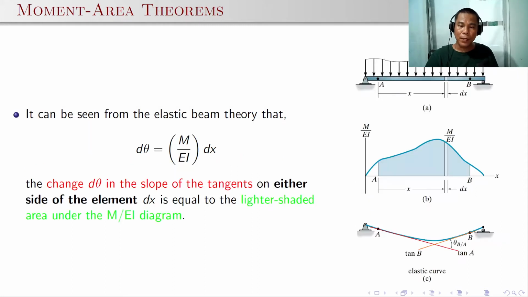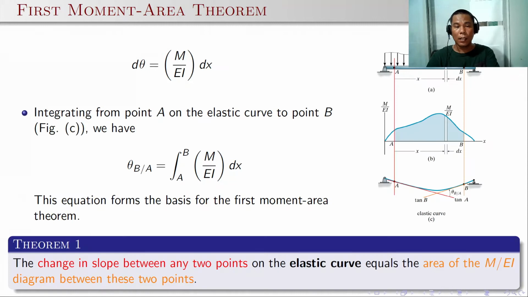If we take a differential element of the M over EI diagram, with a width dx, and take the angle between them, the angle d theta between them is equal to M over EI times dx. So the change d theta in the slope of the tangents on either side of the element dx is equal to the lighter shaded area under the M over EI diagram. Take note, this equation was actually derived in the elastic beam theory. This is quite useful in determining the slope of the tangents, as you can see in the elastic curve.